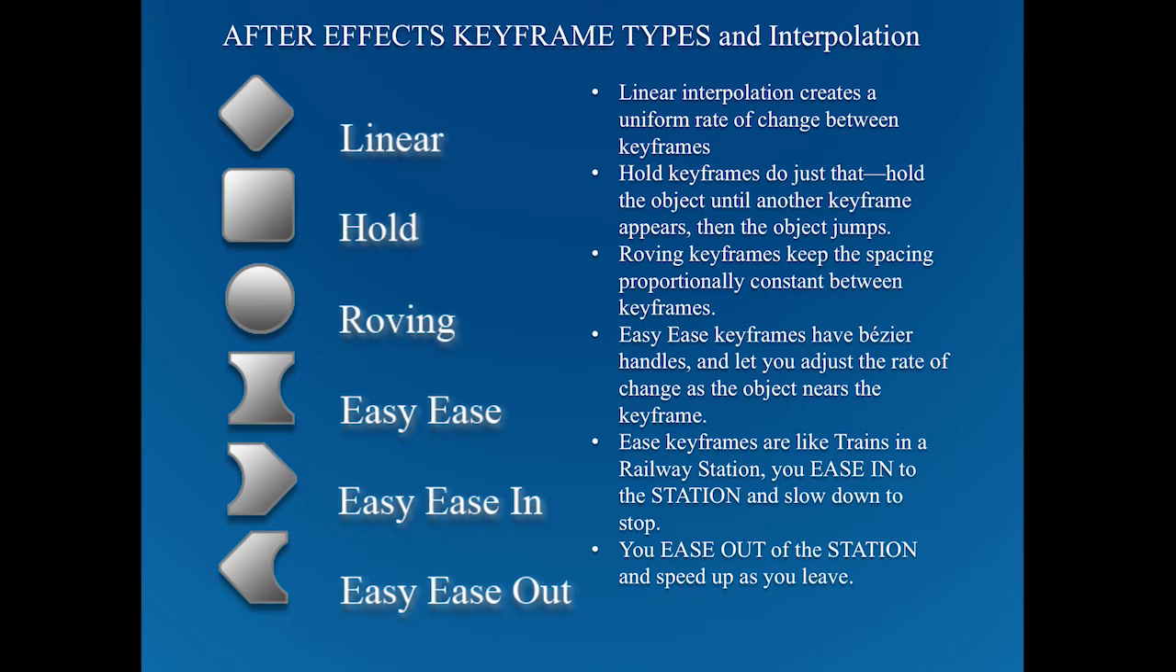Ease in keyframes. So you ease in like trains in a train station and slow down to a stop. So you're going fast and slow down as you come in. You ease out of the station and speed up as you leave. So you start out slow and speed up. And the reason it's important to remember this for After Effects is because After Effects actually has reversed what ease in and ease out the terms are used for. In other programs, it's the exact opposite. So remember that you're easing into the train station, you're easing out of the train station. It's the only way to really remember it correctly for After Effects.